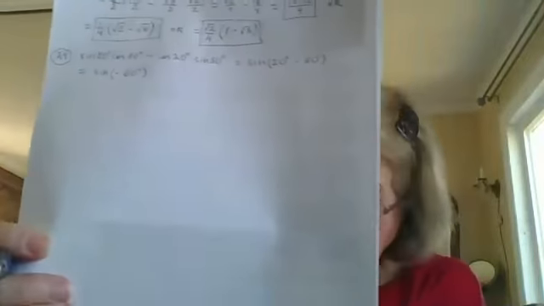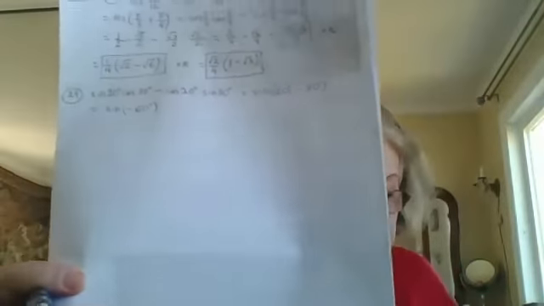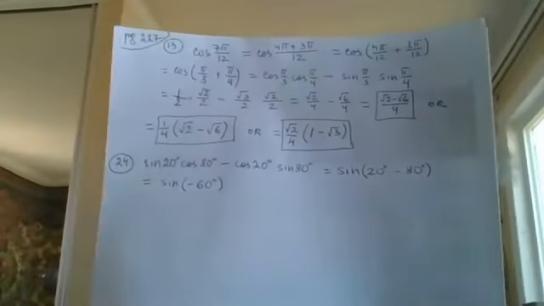Negative 60 degrees. But I can apply another property of sine. Do we know that sine is one of the odd functions? Yes. What can we do with this minus? You take it to the front of the sine. Take it to the front, move it to the front. So we are getting negative sine of 60 degrees.